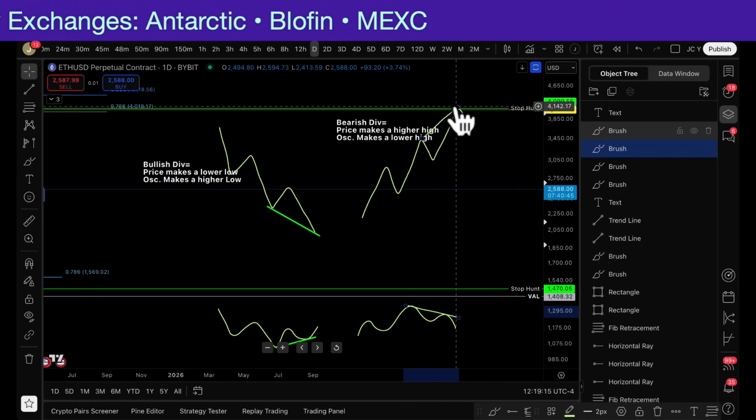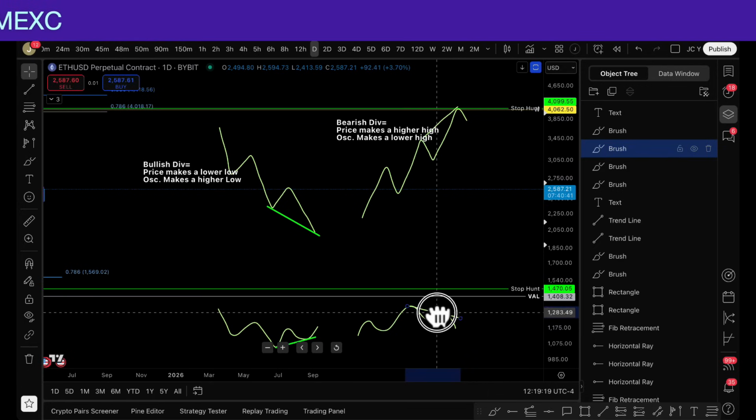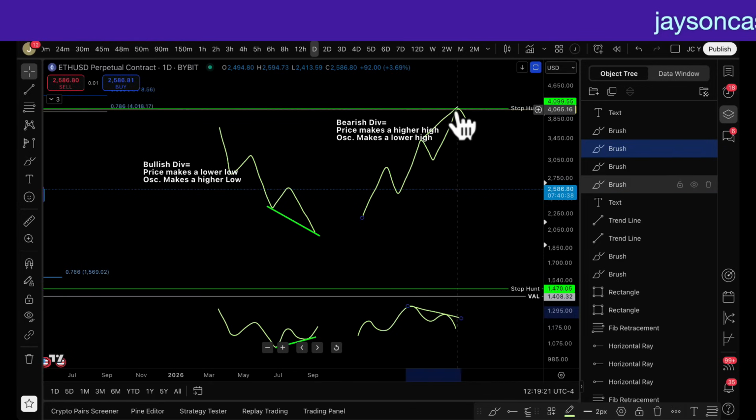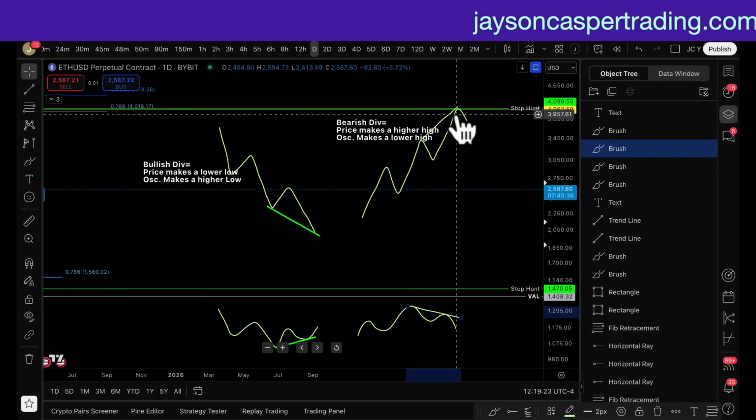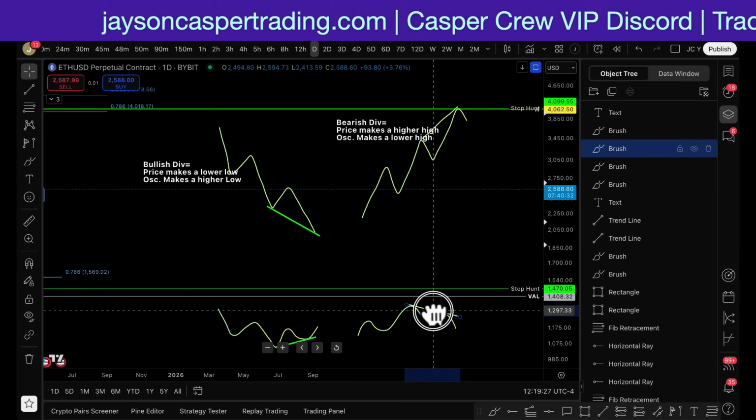That means the price is not matching up with what is actually happening within the market participants buying and selling. The only reason price is this high is maybe because of FOMO or maybe because of a short squeeze. There's not really the money coming in to support that move.